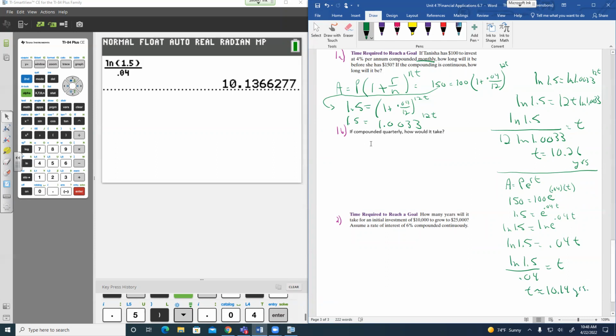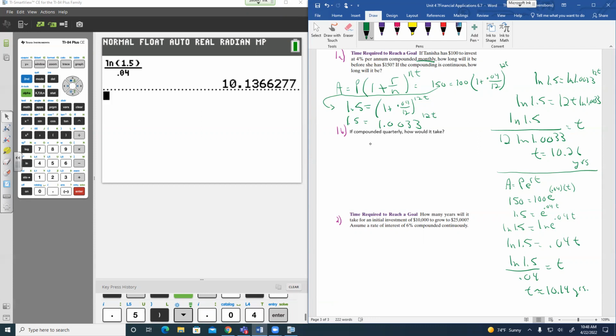Okay. So if we were compounding quarterly, how long would it take? So notice that 12 months, or compounding monthly, is compounding more often. So it should actually take more time than the 12 months and also the continuously. So let's see what actually happens here.